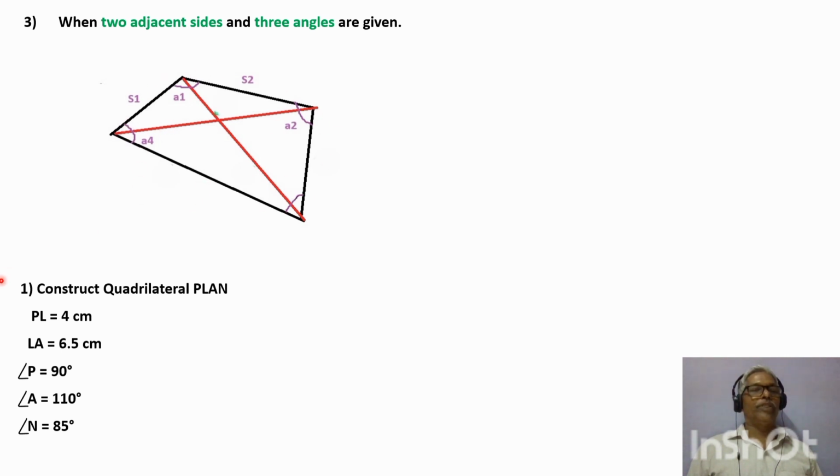With the help of this, we will have a first construction: construct quadrilateral PLAN, where PL is 4 centimeters, LA is 6.5 centimeters, angle P is 90 degrees, angle A is 110 degrees, and angle N is equal to 85 degrees. We'll draw a rough sketch and then see how to draw it. Okay, so proceed.